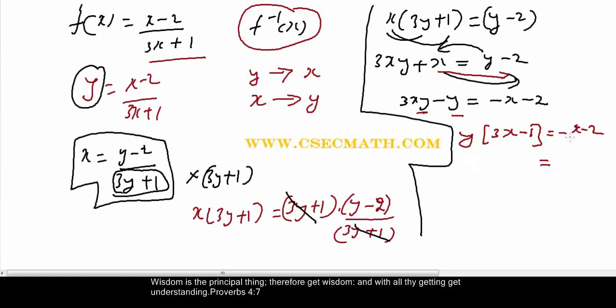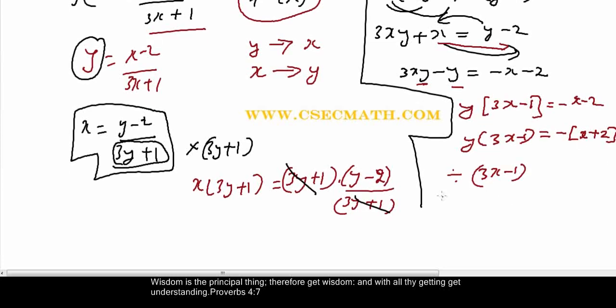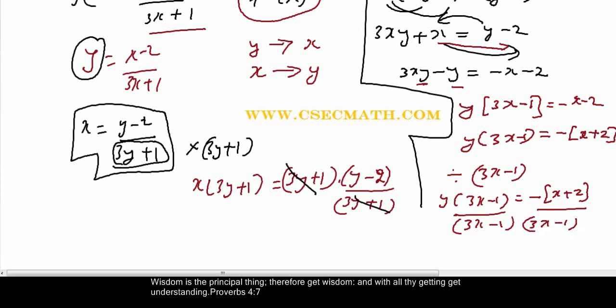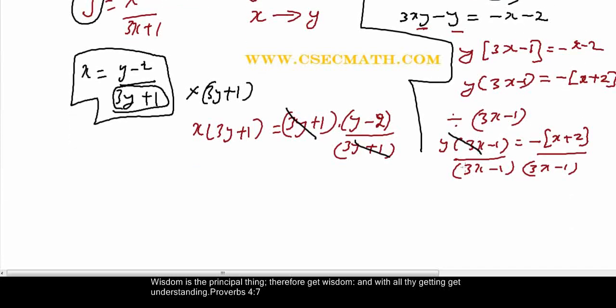Now I can rewrite −x − 2 by taking a negative sign out. So that would give us negative of (x + 2). Of course, on the left it's going to be y times (3x − 1). Now what I'm going to do is divide both sides by 3x − 1. So that would give me y times (3x − 1) divided by (3x − 1) equal to negative of (x + 2) divided by (3x − 1). Clearly the 3x − 1, which we see here, can be cancelled, and that would give us y equal to negative of (x + 2) divided by (3x − 1).